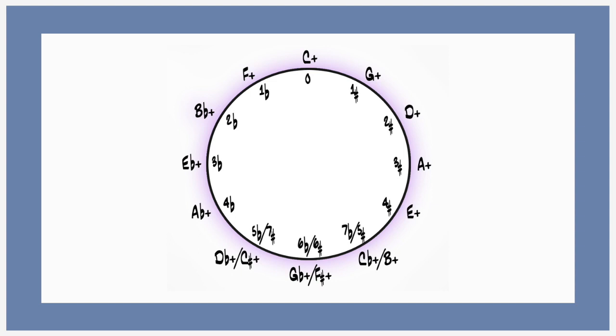So, going back to look at the circle of fifths, C major is usually the first scale that students learn because it has 0 sharps and 0 flats. C major is at the top of the circle of fifths. When you go clockwise, then you're looking at the keys with sharps in them. When you go counterclockwise, you're looking at the keys with flats in them.